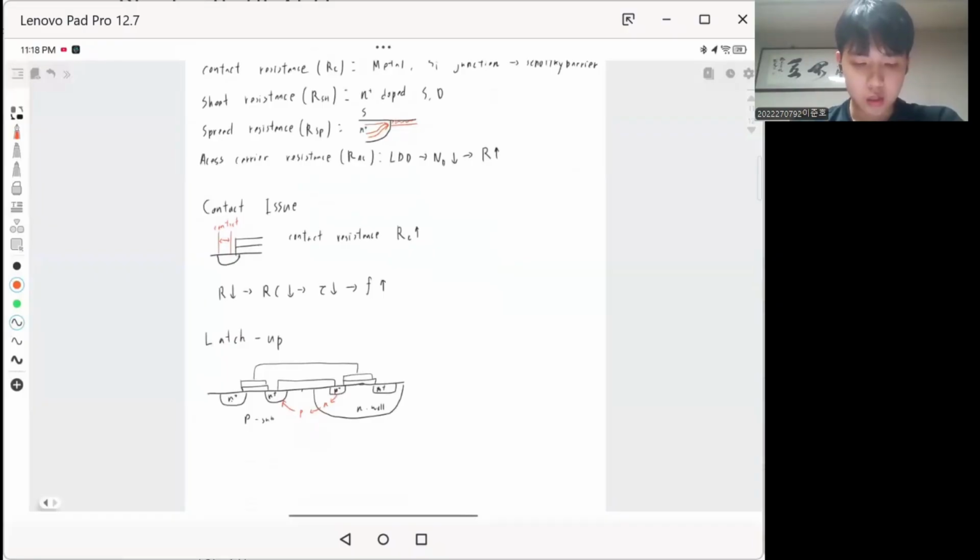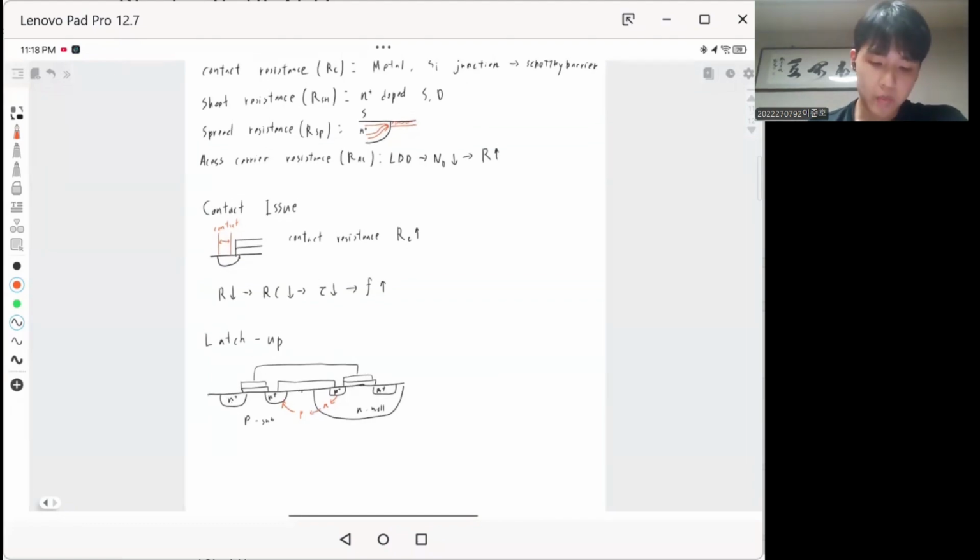Next is the contact issue. As the transistor gets smaller, the source and drain contact region also gets thinner, so the contact resistance goes higher. We should make those series resistances smaller because we have to reduce the time delay.